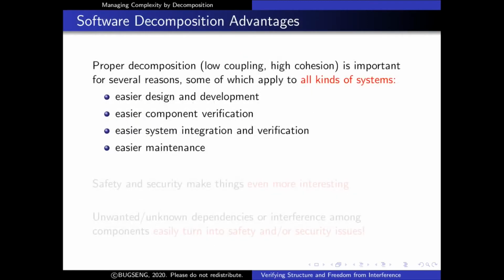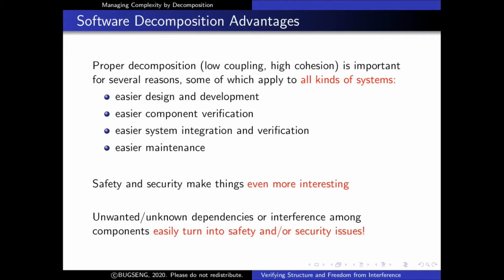Okay, so proper decomposition, meaning low coupling and high cohesion, is important for several reasons, some of which apply to all kinds of systems. Notice that I didn't mention safety or security yet. It's good anyway. So the advantages are well known. Systems that are properly decomposed are easier to design and to develop. It's easier to do component verification. System integration and verification is easier, and maintenance is easier. And of course, when safety and security come into the picture, things are even more interesting. In any case, unwanted or unknown dependencies or interference among components easily turn into safety and/or security issues. Okay, this is the key thing to understand.